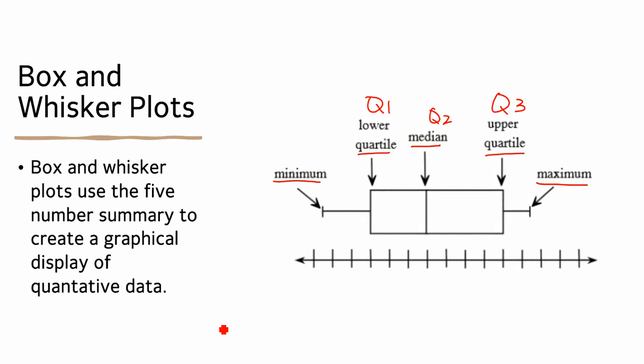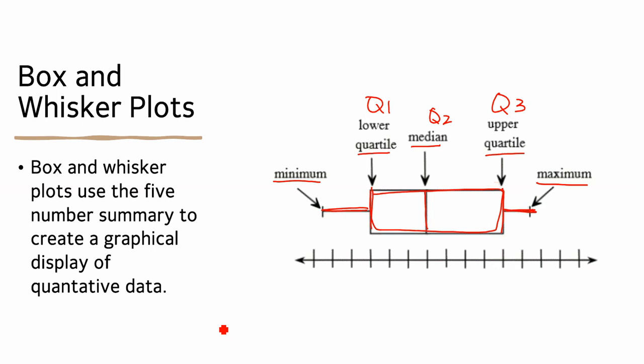Box and whiskers are called box and whiskers because literally you have a box that you make with the Q1, Q3, and the median. And then the whiskers are this part that go out on the side.